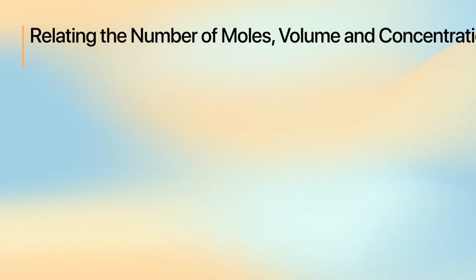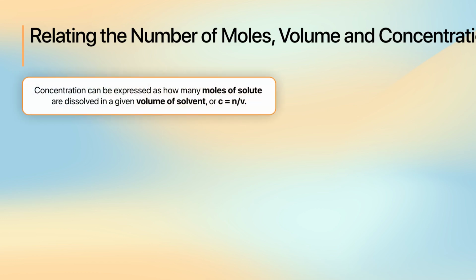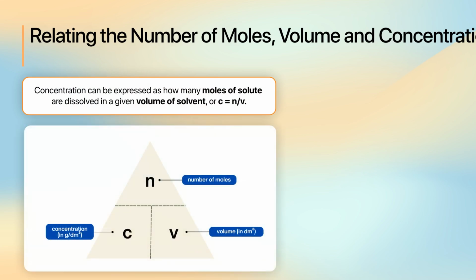Great! Let's wrap up. In today's lesson, we delved into the methods for calculating concentration in moles per decimeter cubed. We used the triangle to understand the relationships between concentration, number of moles, and volume of solution, and how to rearrange to find any of the 3 quantities. Through several examples and practice problems, we applied these calculations to different scenarios, reinforcing our understanding of the relationships between volume, concentration, moles, and mass.